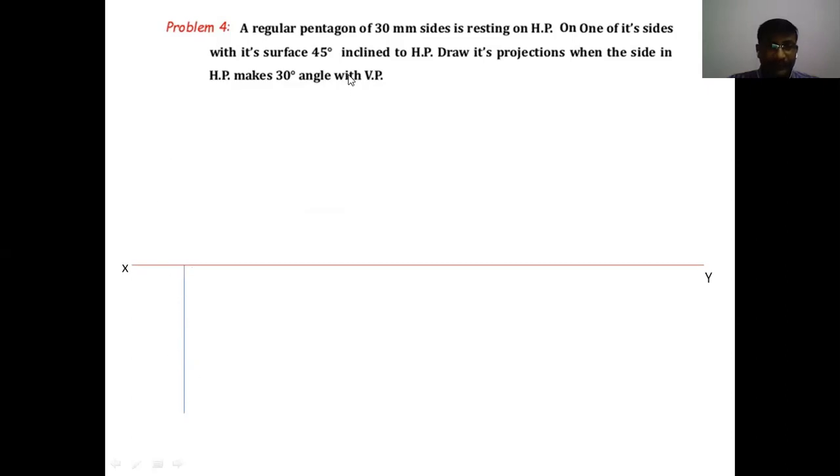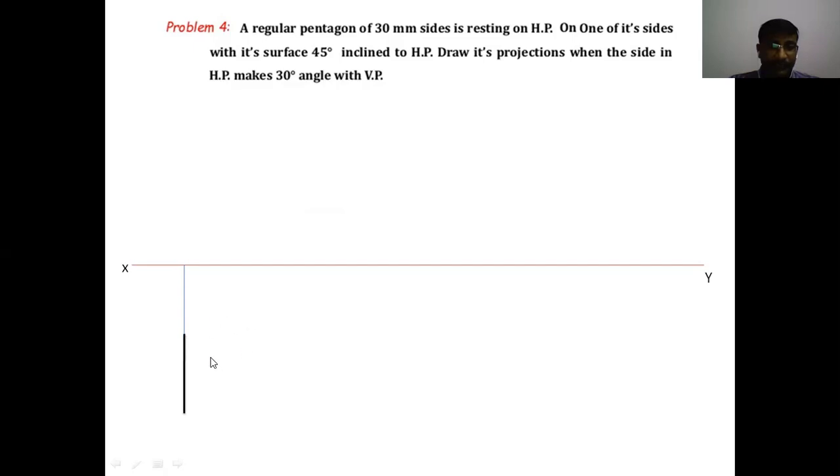Why? Because we are going to draw the top view first. The top view is below XY. In the top view itself, the true shape of the pentagon will be visible. So draw a perpendicular line to the XY line and locate one side of the pentagon on that perpendicular line. This is one side of the pentagon, equal to 30 mm. Based on this 30 mm side, we have to construct the pentagon.